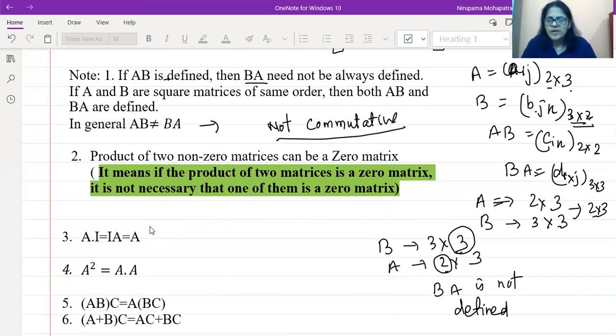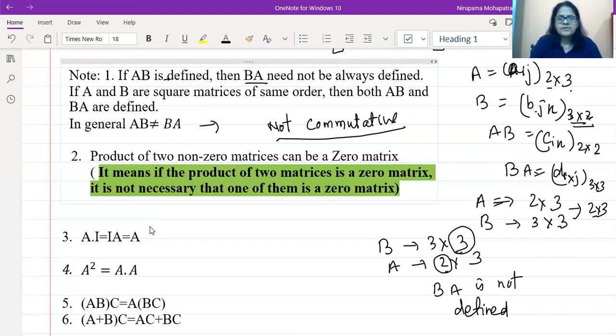The second thing is, in the number system, if A into B equals 0, then either A is 0, or B is 0, or both are 0. But in the case of matrices, that is not always true. The product matrix being zero doesn't mean that one of the two matrices is a zero matrix. So now I'm going to take one example also.